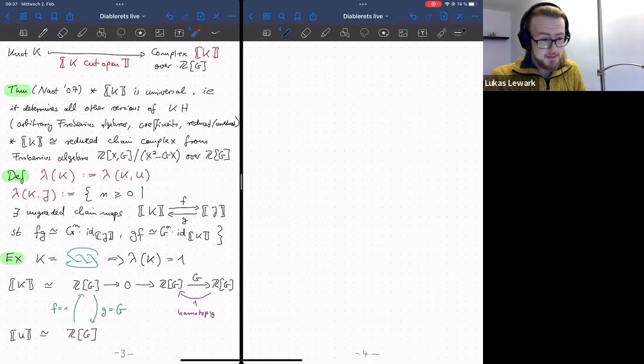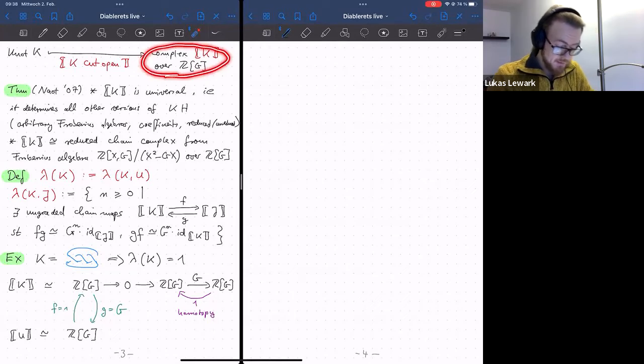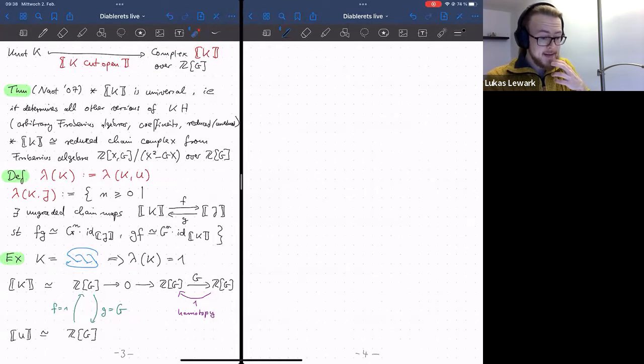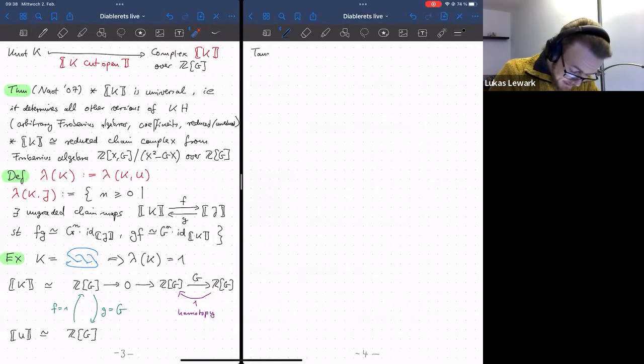So right now lambda is a pseudometric on knots, but we want to extend it to a pseudometric on arbitrary tangles. And to do that, we need to have a ZG action on complexes of tangles, like we have here, a ZG action on complexes of knots. And for this, we need to choose a base point. So now we consider a tangle T with one endpoint marked as base point.